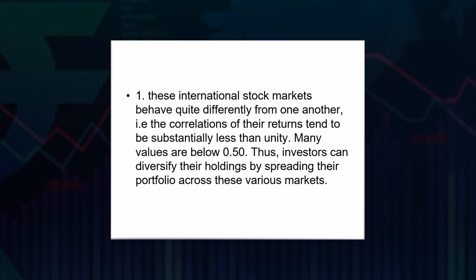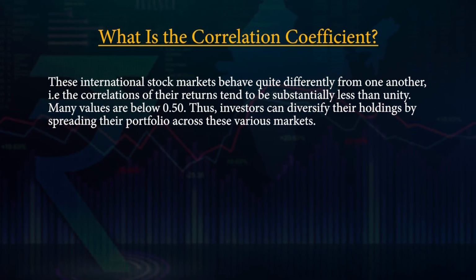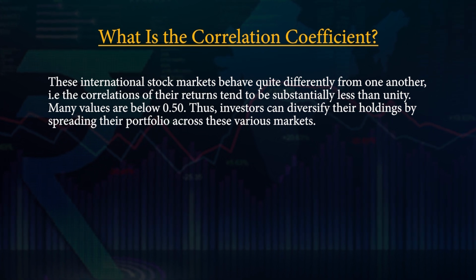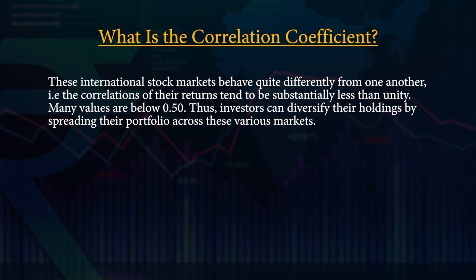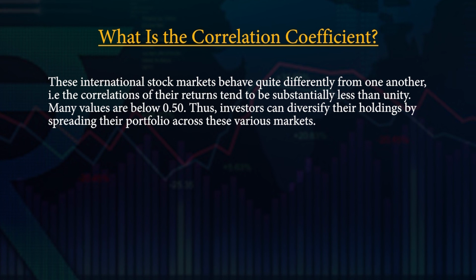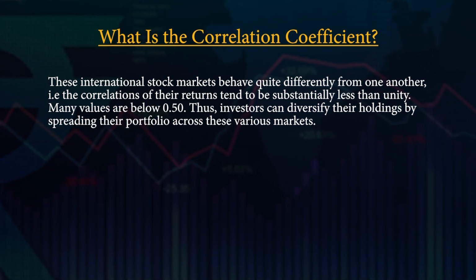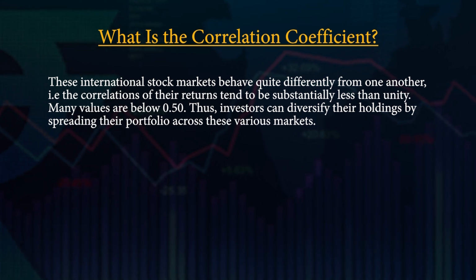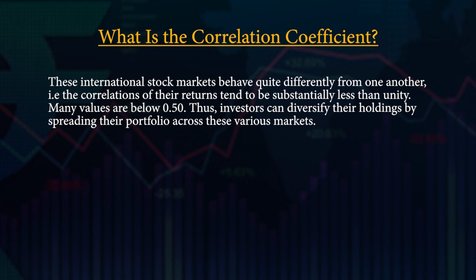and so on. So we find that these international stock markets behave quite differently from one another. That is, the correlations of their returns are all substantially less than 1. As you can see in the slide, many of their values are below 0.5. So investors can diversify their holdings by spreading their portfolio across these various markets.